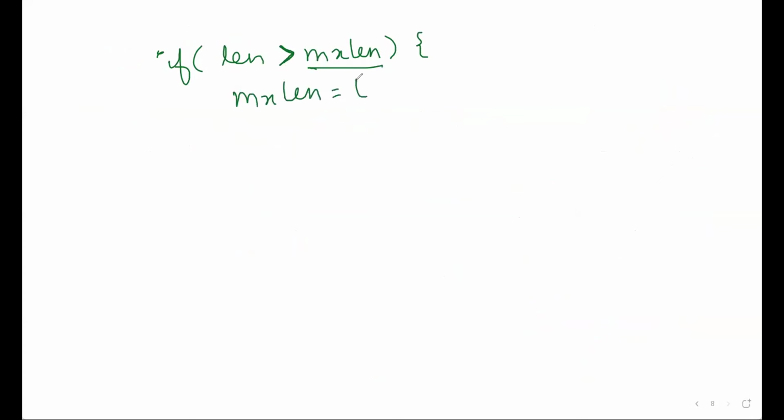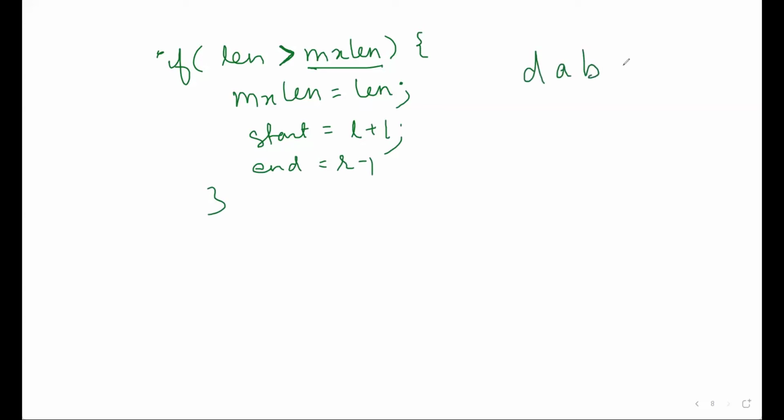So once you come out of the while loop, you have to check with the length. Is my current length of the palindromic substring greater than the maximum length of substring that I have till now? So you will update your maximum length, and your starting and ending point are also going to be updated. Starting point will be L plus 1, ending point will be R minus 1. Very simple. We'll take this example: D, A, B, A, D.